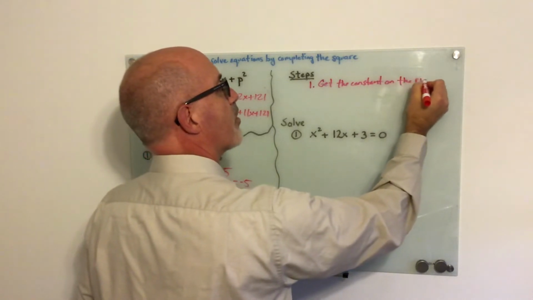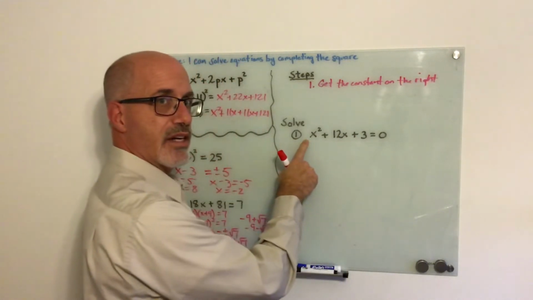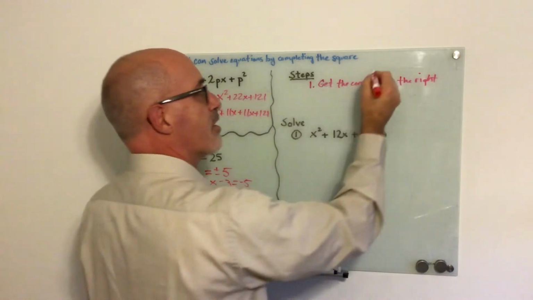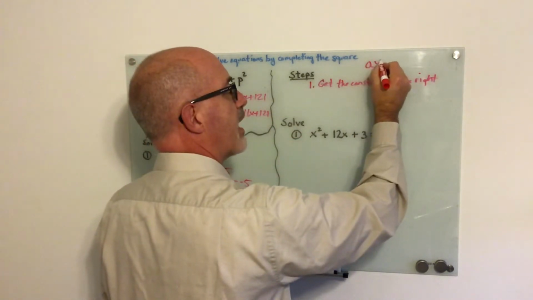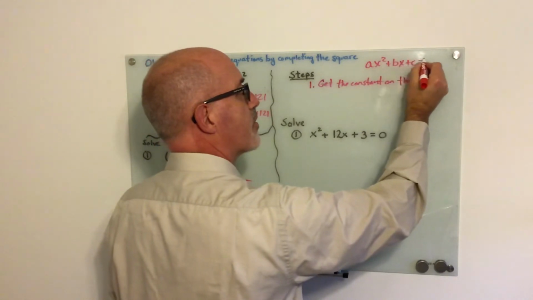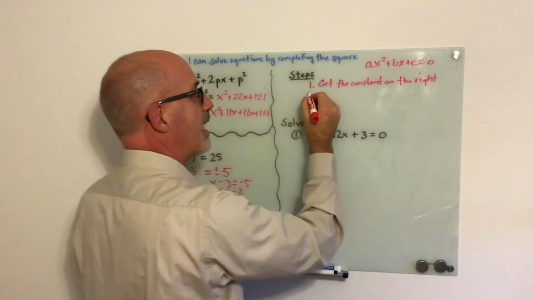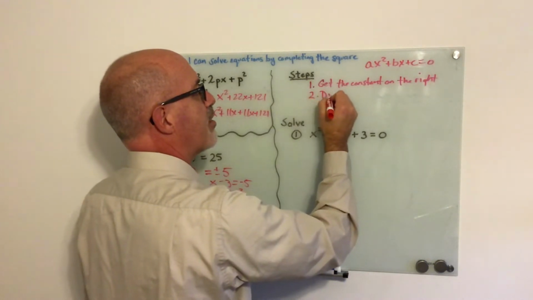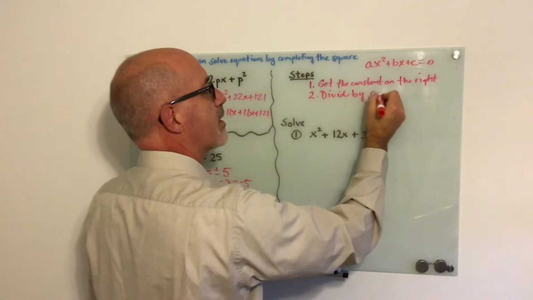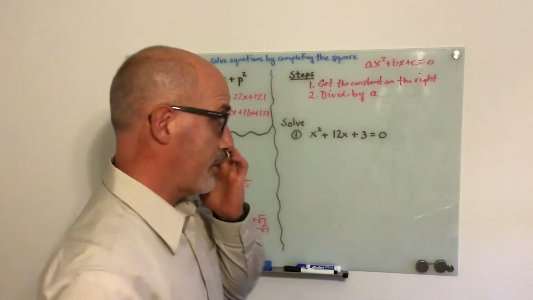Okay, so we bring it over to the right side. Now the next one, which we don't have here, is if there is an a. When we refer to these, we think of our general form of ax squared plus bx plus c equals 0 for the general form of a quadratic. If there's an a, divide by a. Okay, and make sure you divide every term by a when you do that.